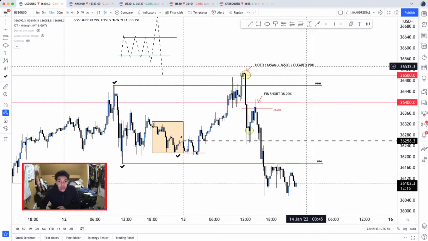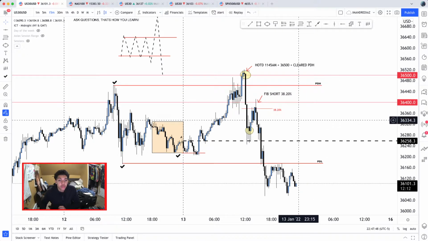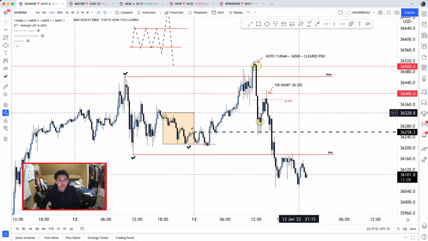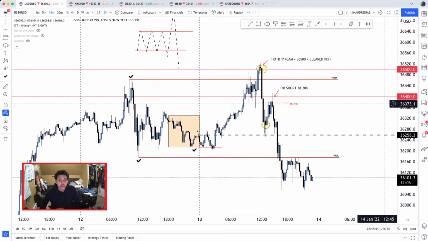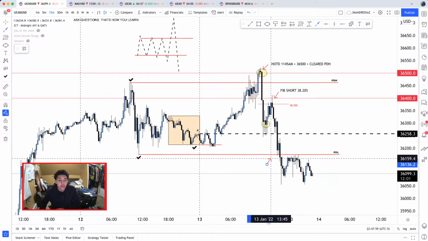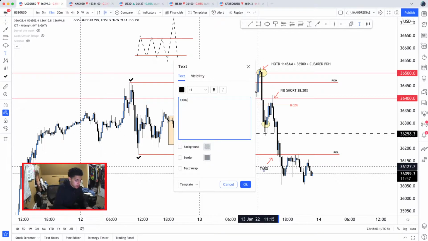So we had the high of the day at 36,500. We had a possible re-entry at 36,400 at the fib short at the 38.20%. So that is something you could have personally looked to capitalize on. And then from here, price then came lower and targeted the previous day's low. We're going to mark that down also. We're just going to put targeted previous day's low, just like that.